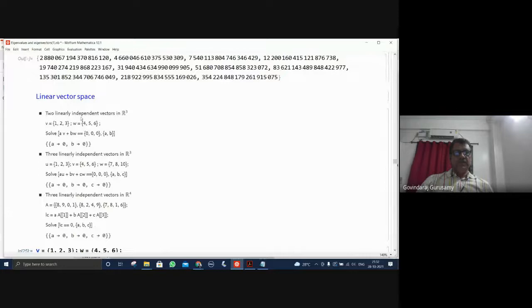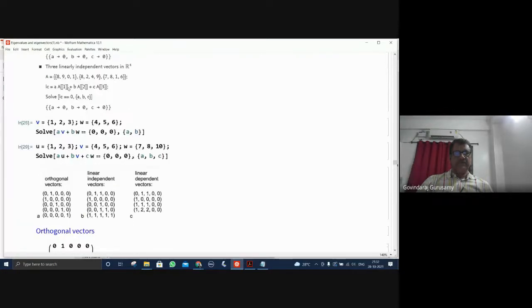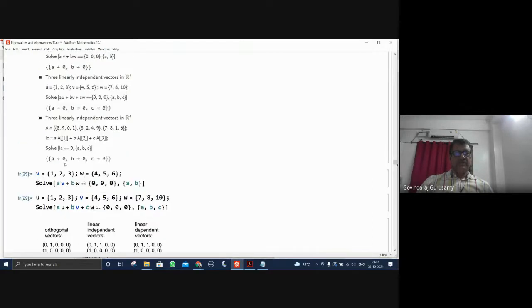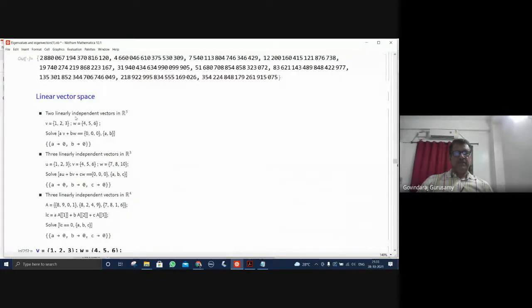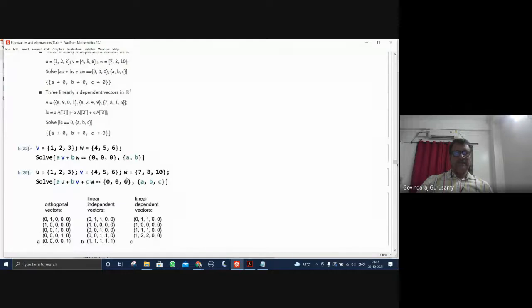So 2 linearly independent vectors, what does it mean? 3 linearly independent vectors, what does it mean? This can be seen with the simple matrix you have here. Find the product with AB, that's something like AU, BV, and CW. Find the roots. If it goes to 0, the roots are 0. You can see here A, B, C are 0. Okay. Then they have become linearly independent vectors. Otherwise, it is going to be linearly dependent. That's all. Independence and dependence is very simple.